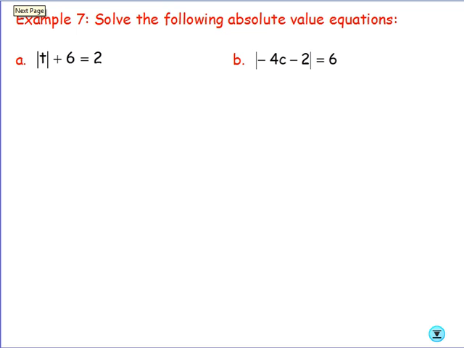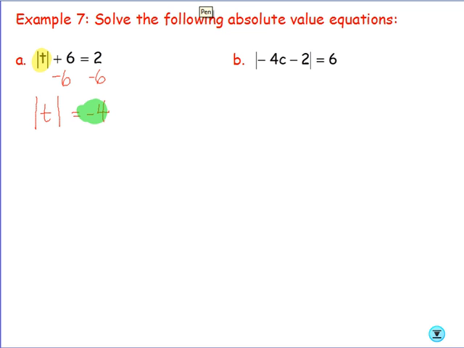All right, so let's see how you did. This first problem, the bars are right here. Do we have an extra number? Absolutely. It is that 6. We need to subtract 6 from both sides. That leaves us with bars, t equals negative 4. And now we look at our distance number. That would be negative 4.